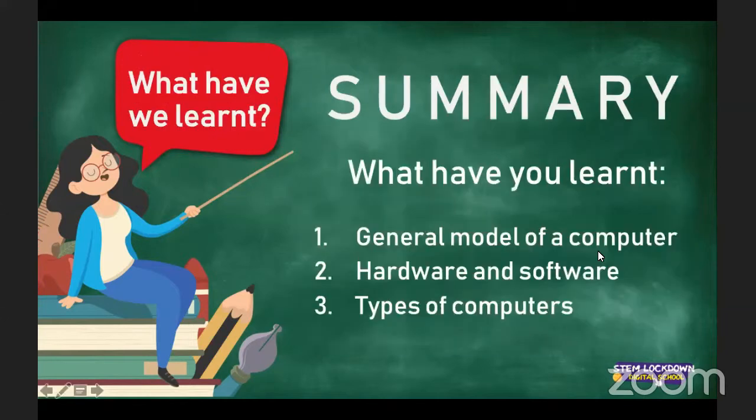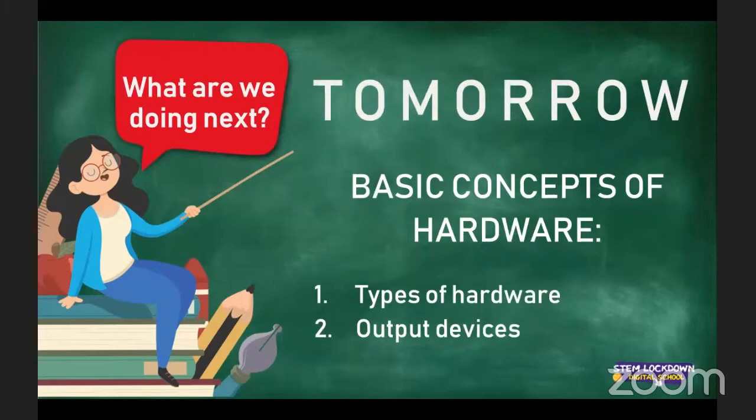So what have you actually learned today? Well, we've summarized the general model of a computer. We've spoken about hardware and software, and we've spoken about types of computers. And you are all nailing life at the moment. I'm so proud of you. What a great start to your week. Tomorrow I'm going to be talking about input devices specifically and output devices and different types of hardware.